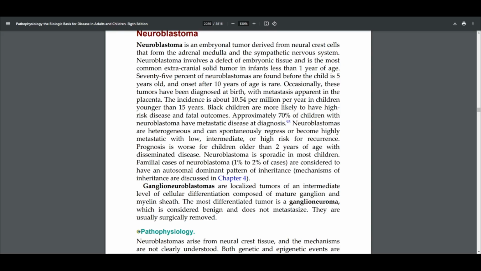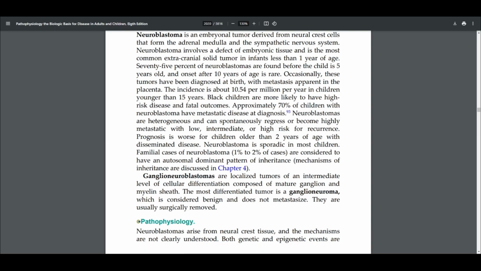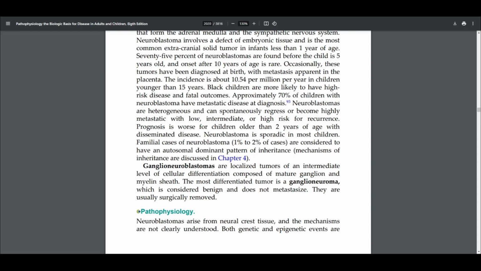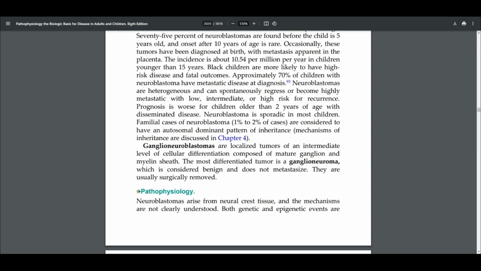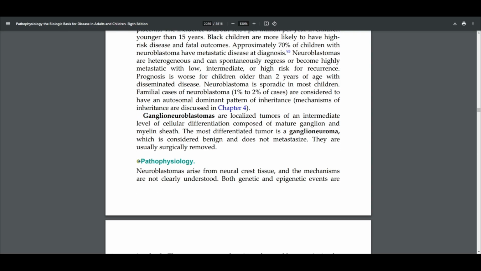Ganglioneuroblastomas are localized tumors of an intermediate level of cellular differentiation, composed of mature ganglion and myelin sheath. The most differentiated tumor is a ganglioneuroma, which is considered benign and does not metastasize. They are usually surgically removed.